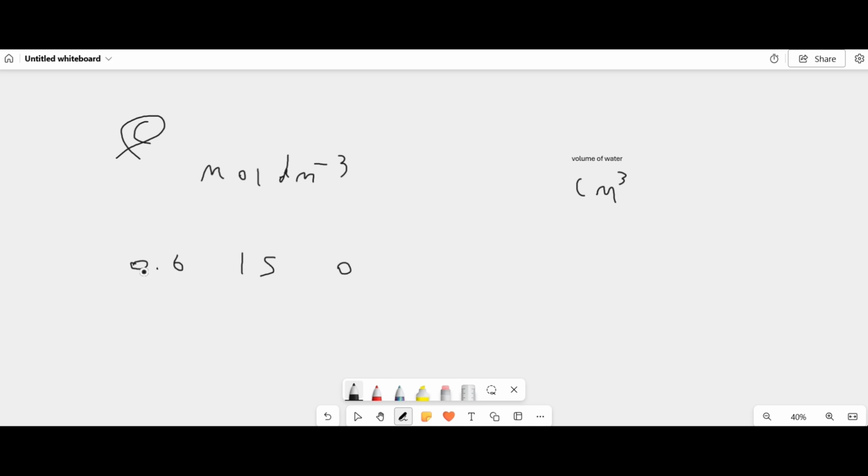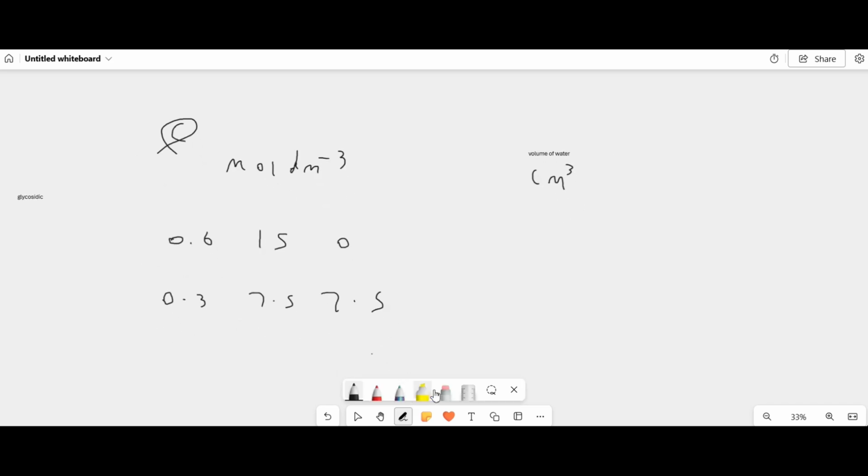So for 0.6, if I want half the concentration, so 0.3, that's going to halve, so 7.5 and 7.5 is going to be balanced, it's going to split. So I've got halfway of water, halfway of that. Obviously, it's been increasing each time, so 0.6, 0.4, whatever, you get it.